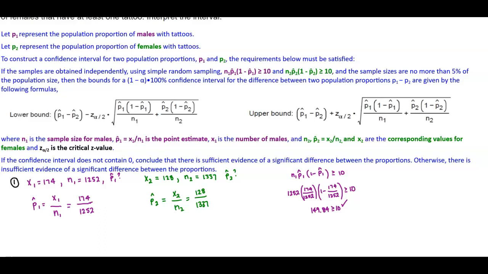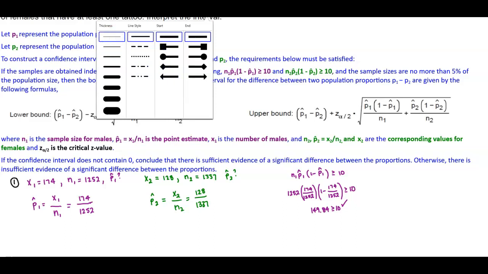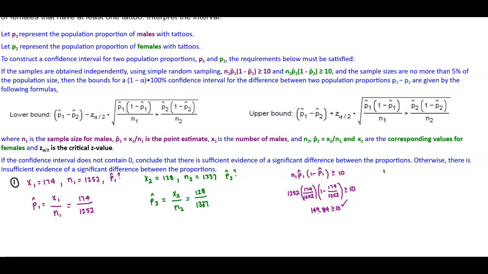Okay, next, what we want to do is find the value for the females. So we have n subscript 2 times point estimate 2 times 1 minus point estimate 2. We want to see if that's greater than or equal to 10.